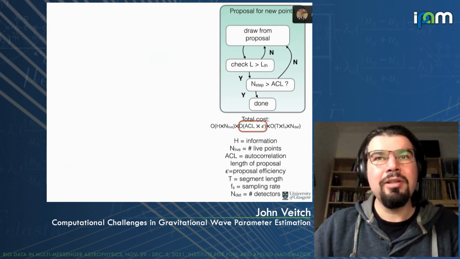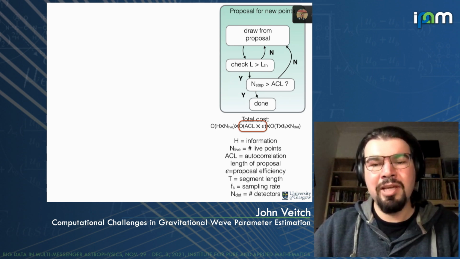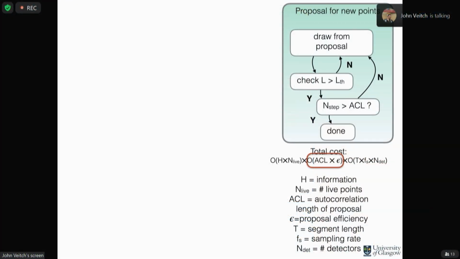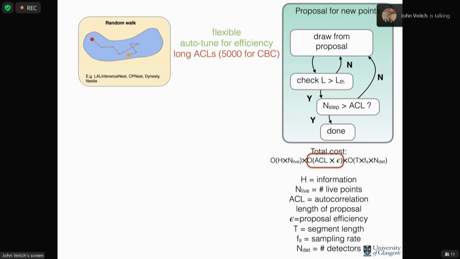So yeah, looking at this autocorrelation length times epsilon. So how do people currently generate these new points for nested sampling? Well, there's a few ways. There's random walk, where you're doing a little MCMC, and that is kind of the dumbest thing you can do. But also it works quite well because you have all the other live points to look at to judge the size of the step that you need to take and the direction that you need to take it in.